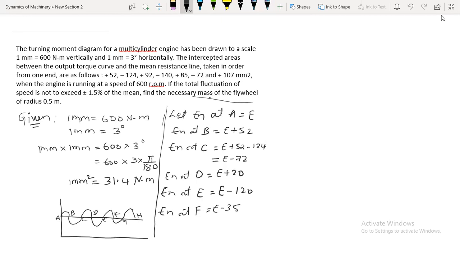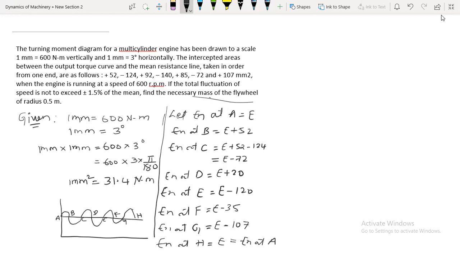Right? Then energy at G will be equal to E minus 35 minus 72. So that means it will be E minus 107. Okay, then finally the energy at H will be equal to E minus 107 plus 107. So E minus 107 plus 107 will get cancelled, then we'll get E. So again this E is nothing but the energy which is available at A, right?